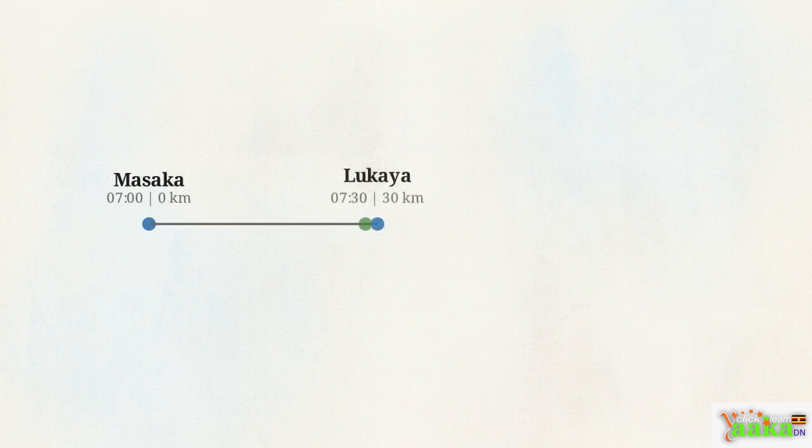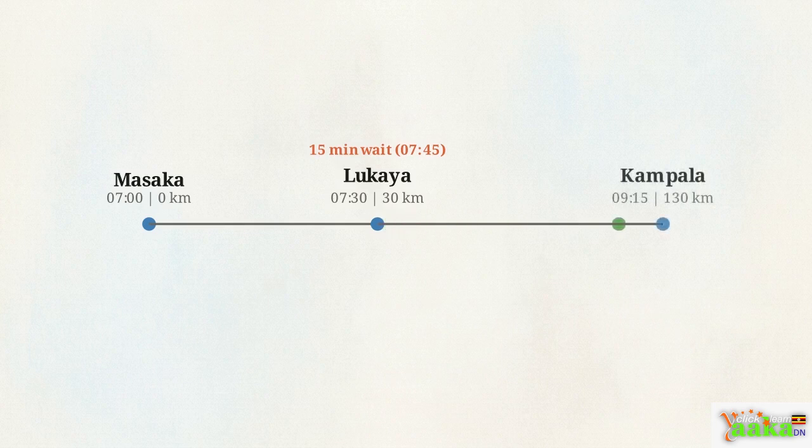Let's test this with a real scenario. A taxi leaves Masaka at 7 a.m., arriving in Lukaya 30 kilometers away at 7:30. It stops to load passengers for 15 minutes, then drives the remaining 100 kilometers to Kampala, arriving at 9:15 a.m. Which leg of the journey was the taxi driving the fastest?